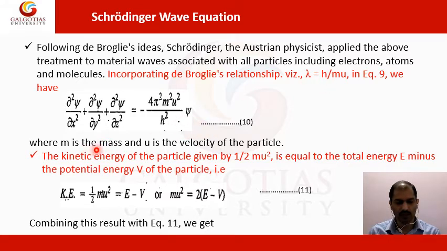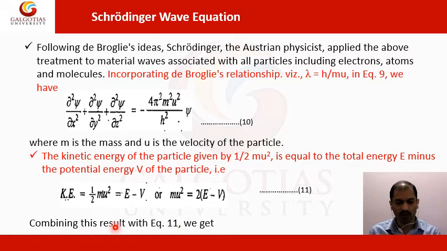So here m is the mass and u is the velocity of the particle. You also know the kinetic energy of the particle is given by half mu square, which is equal to the total energy minus the potential energy of the particle. So half mu square equals E minus V, or mu square, on simplification of this equation, gives you 2(E minus V). So this is another form you are getting.